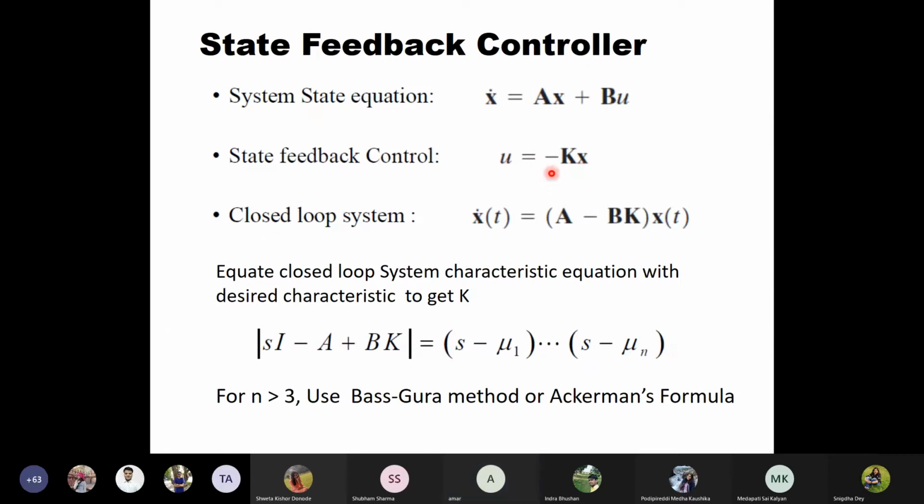Okay. So in that case, we have to have a mechanism to estimate the state variables from the output, or from the measurement. This estimation procedure is called the state observer design. So today I will discuss the state observer design.